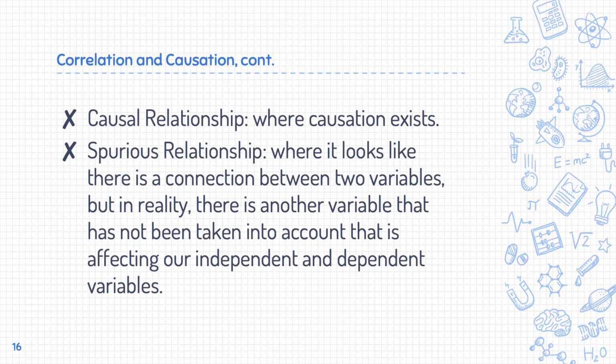Speaking of causation, causal relationships are where causation exists. A spurious relationship is where it looks like there's a connection between the two variables, but in reality, there's another variable that has not been taken into account, and this is affecting our independent variable. Sometimes you just miss one of the variables, and you forget about one. That's when you have a spurious relationship.